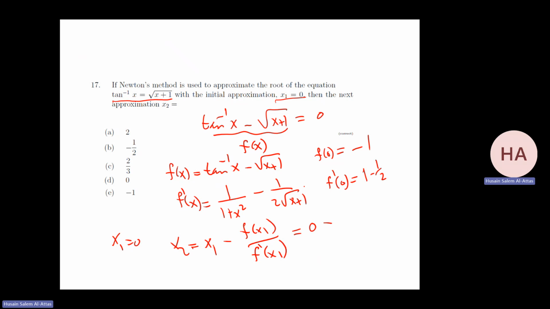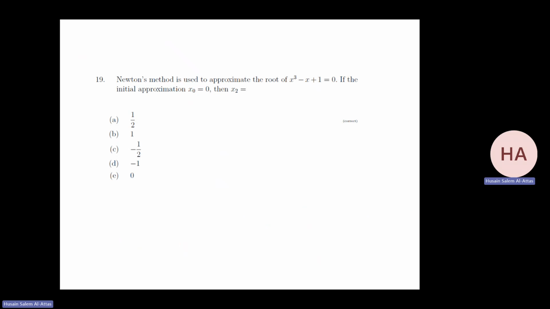That will be 1 minus half. Yeah, minus half, so it will be half. So I have minus 1 over half. That gives me 0 minus minus 2, plus 2. So that will be 2, and that will be the answer. Yeah, just a formula we follow.